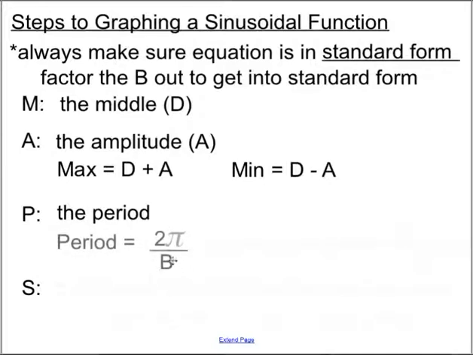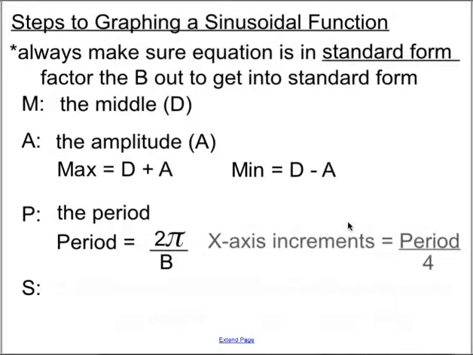So b was that number in front of x, that's our stretch factor. We will determine the period from that number, always using 2 pi divided by b. Then once we have the period, we label our x-axis. The x-axis increments will always be the period divided by 4. So if the period is pi, our x-axis increments will go by pi over 4. If the period is 3, then the x-axis increments will be 3 over 4, or 3/4.